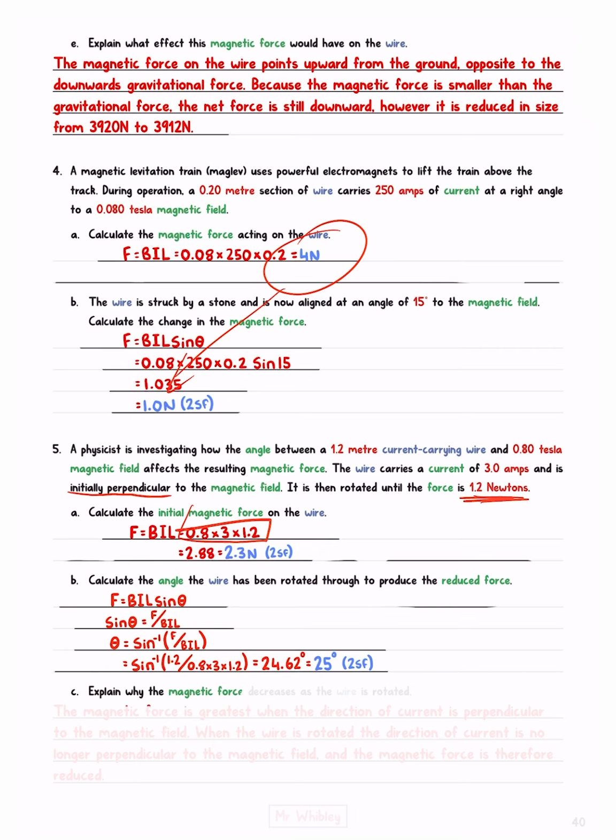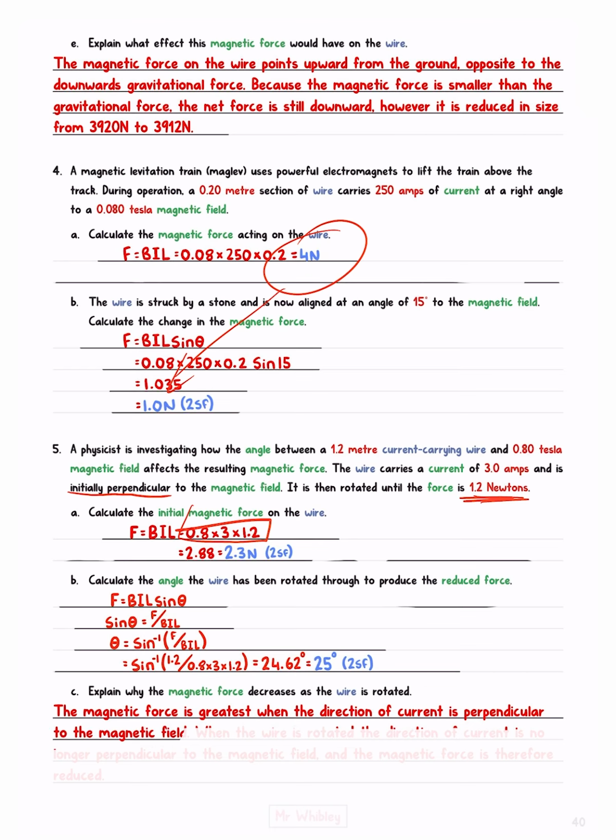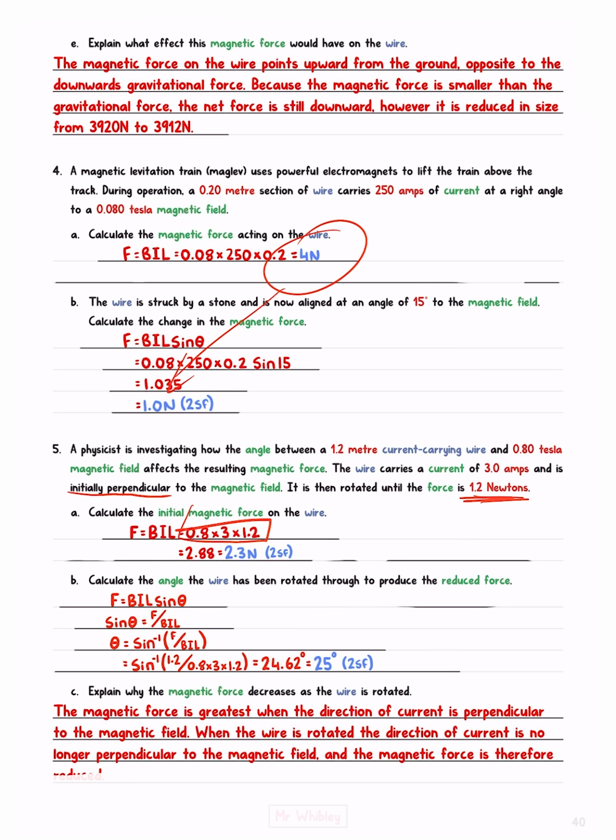Explain why the magnetic force decreases as the wire is rotated. The magnetic force is greatest when the direction of current is perpendicular to the magnetic field. When the wire is rotated, the direction of the current is no longer perpendicular to the magnetic field, and the magnetic force is therefore reduced.